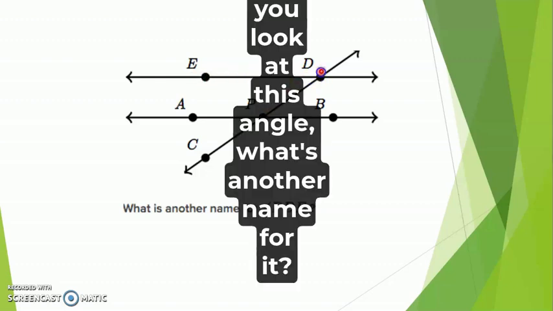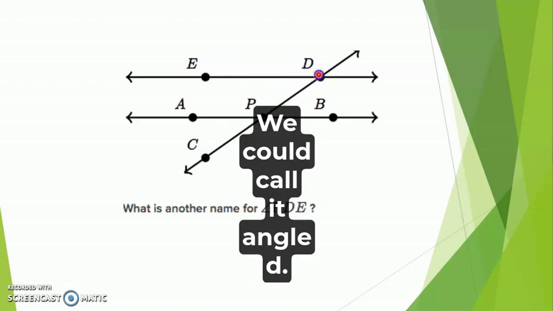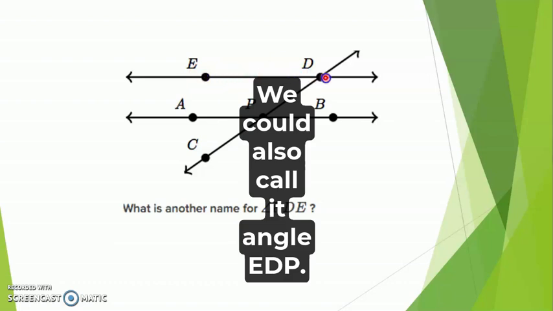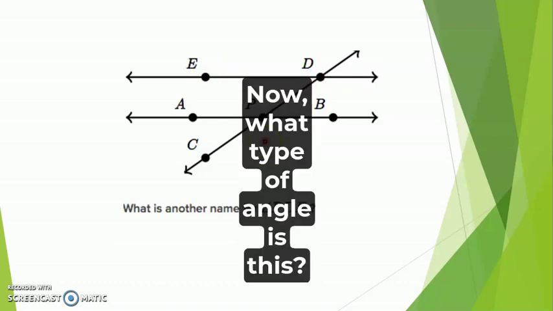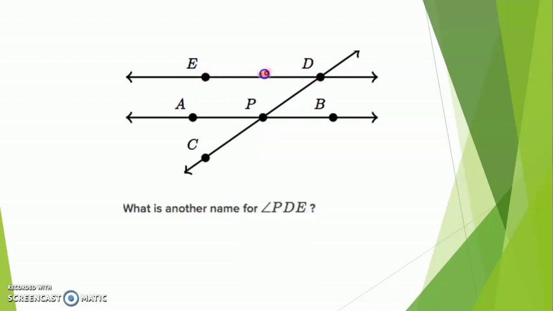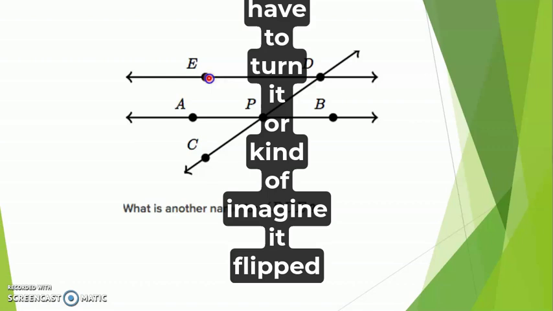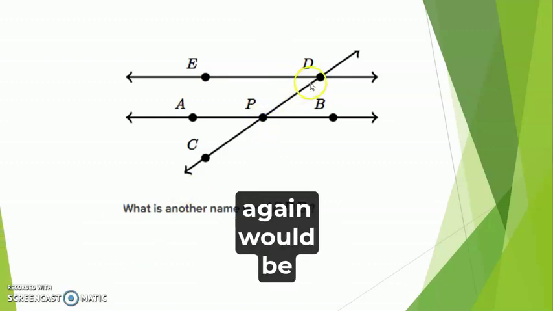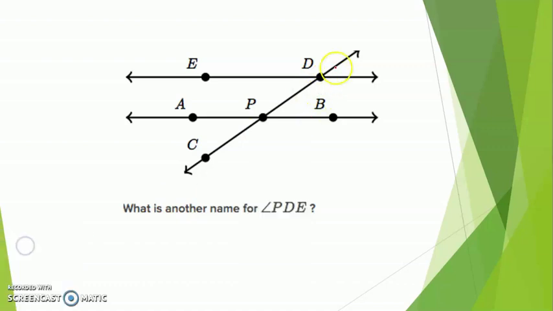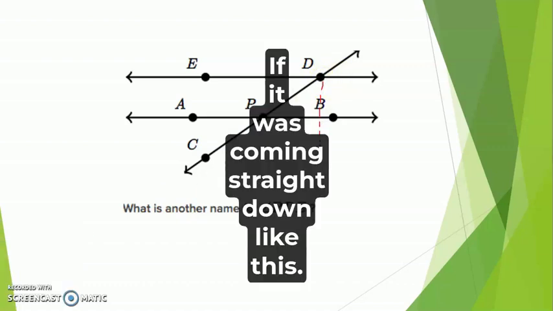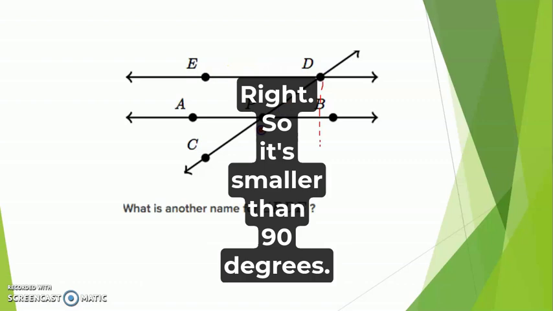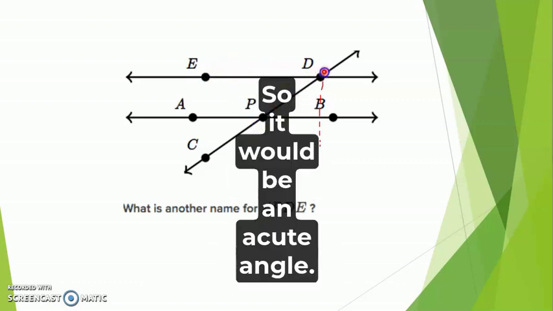So if you look at this angle, what's another name for it? We could call it angle D. We could also call it angle EDP. Now, what type of angle is this? We're just looking right here, remember. If you imagine it flipped, 90 degrees would be, let me grab my pen, if it was coming straight down like this, right? So it's smaller than 90 degrees. So it would be an acute angle.